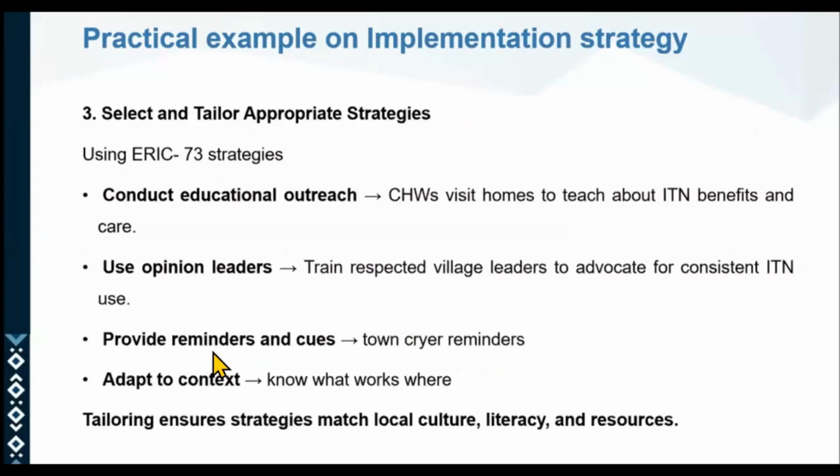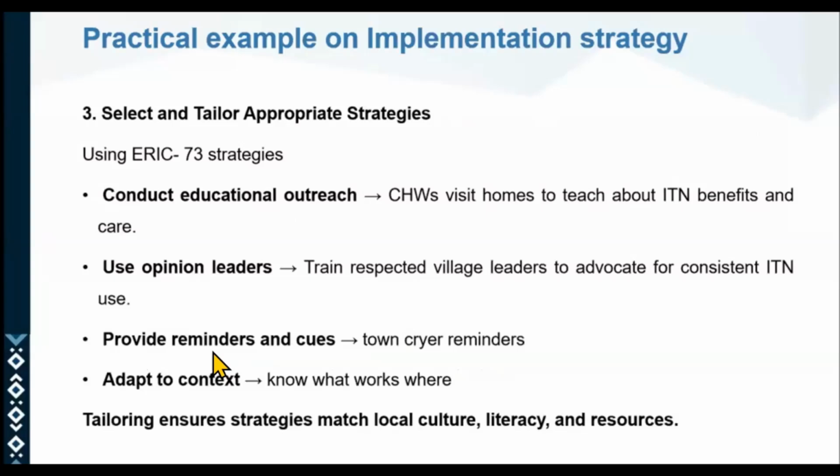Just as I was saying, one of the barriers we had was that they had poor knowledge. So here we want to conduct educational outreach. We are going to do home visits to teach about the benefits of ITNs and also how to care for their ITNs. They are going to use respected village leaders to advocate for ITN use. And then you're also going to use reminders and cues. In this case, we are assuming that it's a local context, so we're going to use the local town criers that do announcements.